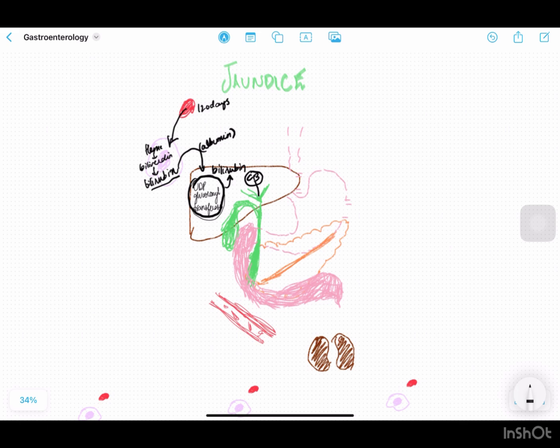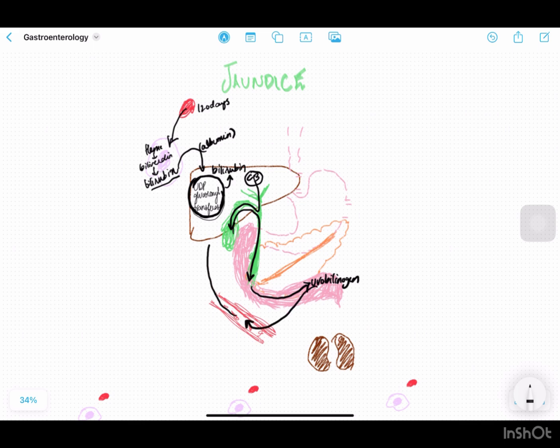Then it is going to go into the bile, into the gallbladder, where it's going to be stored until it is needed in the GI system. So, it's going to go into the intestine, and eventually conjugated bilirubin, with the help of bacteria in the intestine, is going to break down into unconjugated bilirubin again. So now our unconjugated bilirubin is going to be turned into something called urobilinogen, again with the help of colonic bacteria.